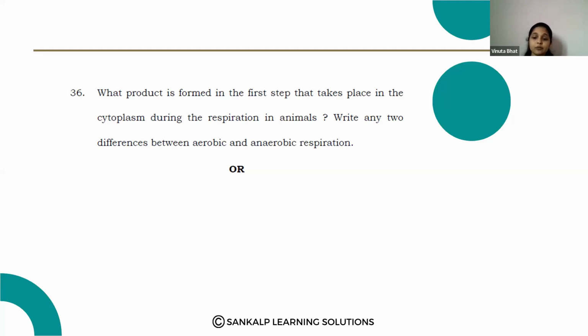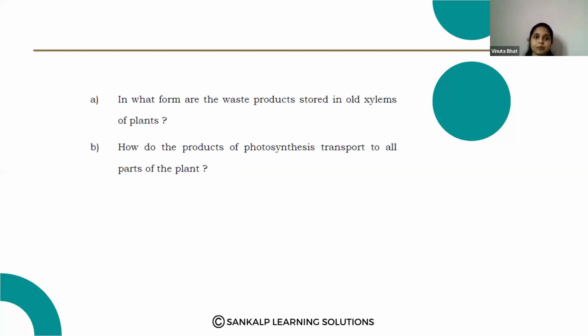Please note down the question. Here, one more option is there for this question. In what form are the waste products stored in the old xylem of the plants? That is resins and gums. How do the products of photosynthesis get transported to all the parts of the plant? Here you have to explain how the phloem transports the products of photosynthesis. So that is the answer.